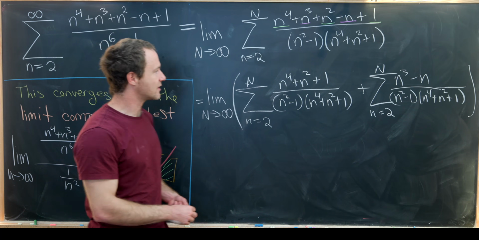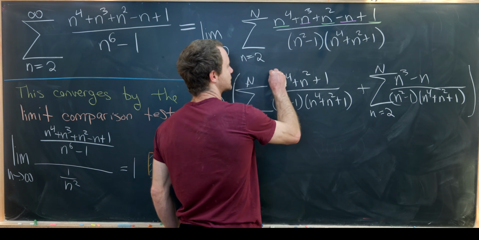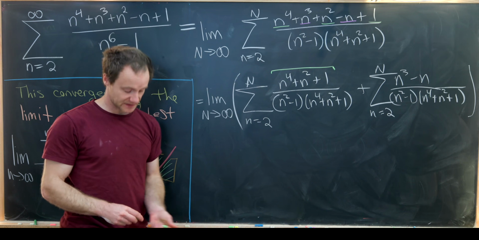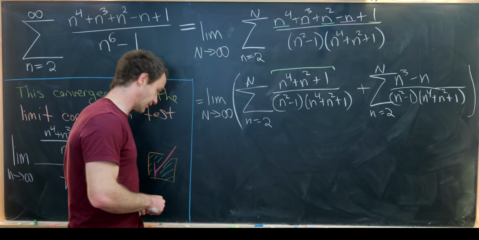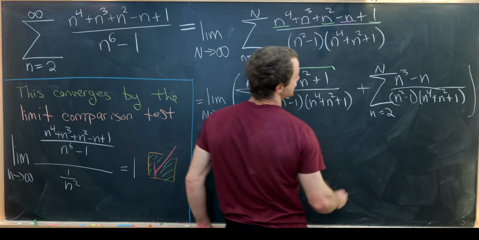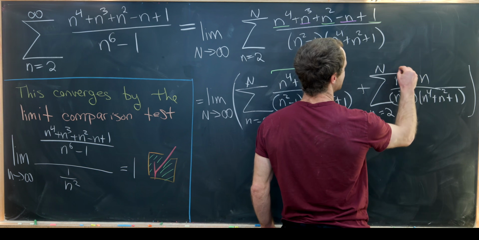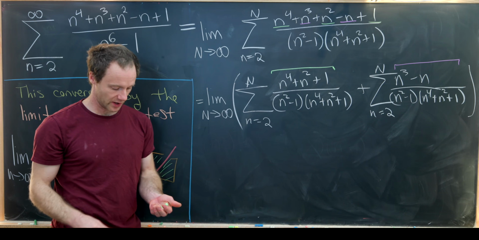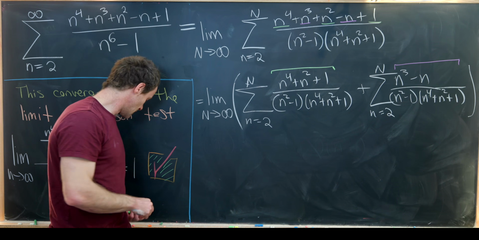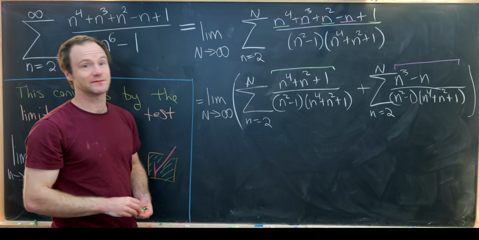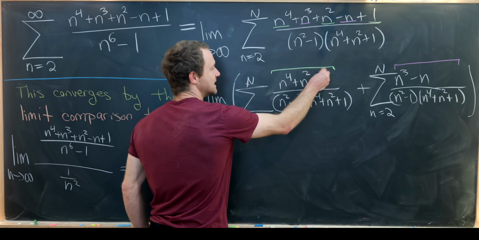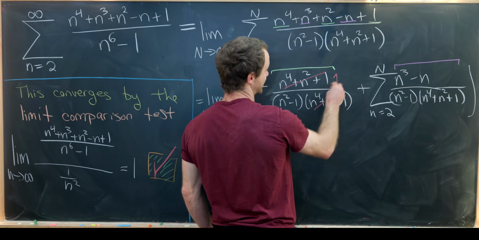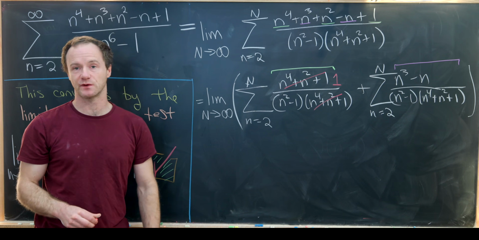Okay, so just to reiterate where these came from, this one that I've overlined in green comes from these terms up here that I underlined in green. And then this sum that I've overlined in purple comes from the terms up here that I've underlined in purple. Okay, so now let's notice I've got some obvious simplification. This entire numerator cancels with this denominator, or this portion of the denominator, and leaves us with a 1.